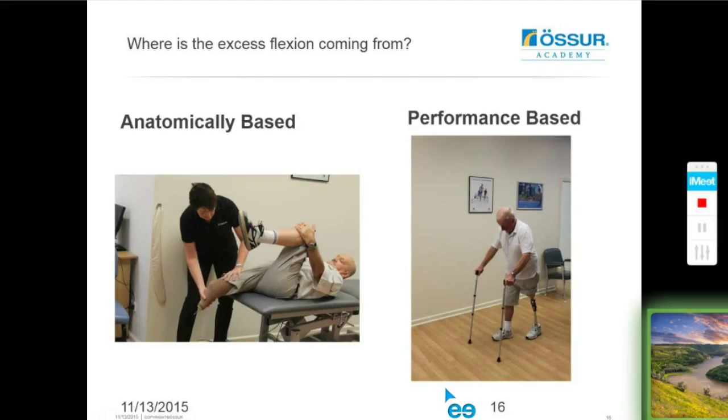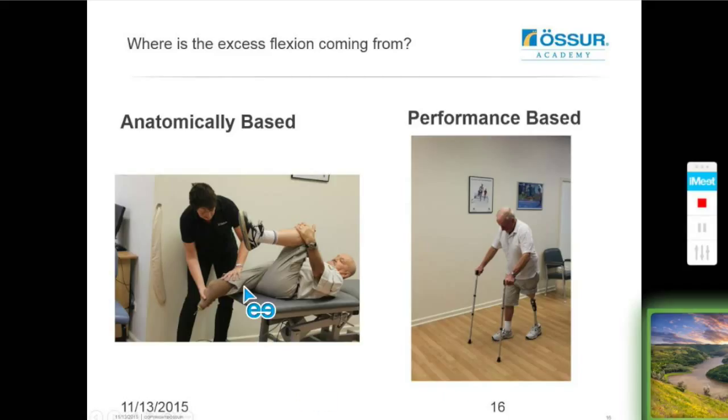So where is all this excess flexion coming from? We need to pin it down a little bit more than just it's coming from above the leg. We want to look at whether it's coming from the joint, coming from the muscle. Is it anatomically based, or is it performance based by the amputee?